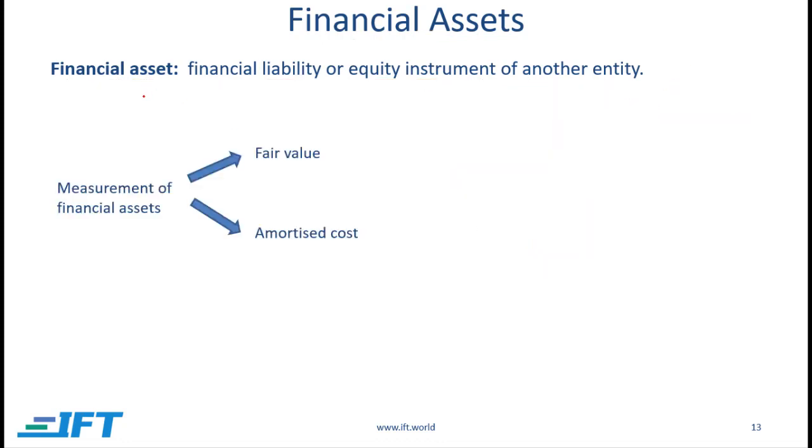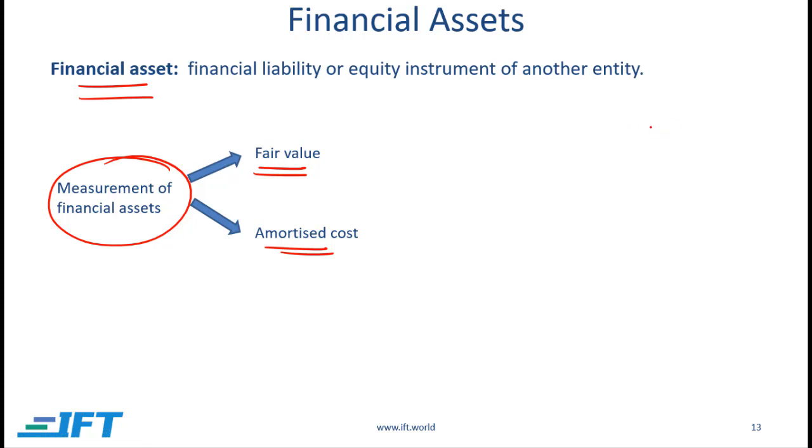Now that we've established what we mean by a financial asset, the next question is, how do we measure financial assets? There are two broad ways of measuring financial assets. One is based on fair value and the other is amortized cost. The fair value of an asset is simply the arm's length transaction price.